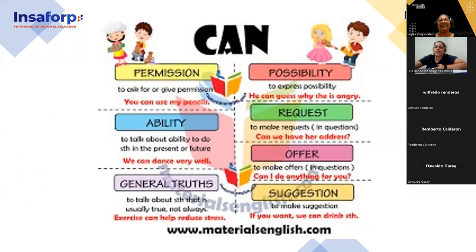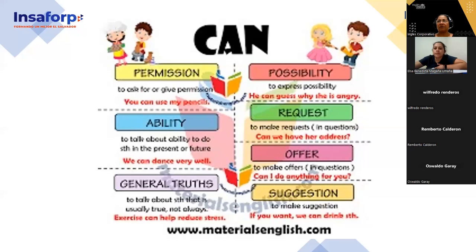It's a verb, a modal verb. We use can to ask for or give permission. For example, you can use my pencil. You can give me money. And also, we use can for ability, to talk about ability to do something in the present or future. For example, we can dance very well.